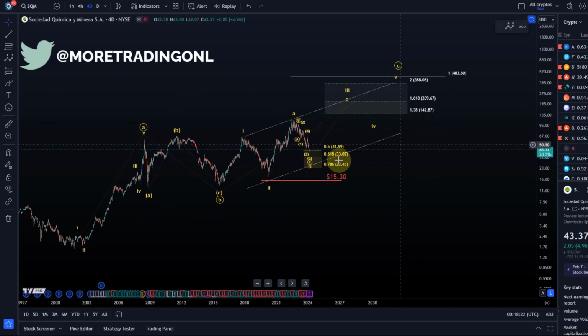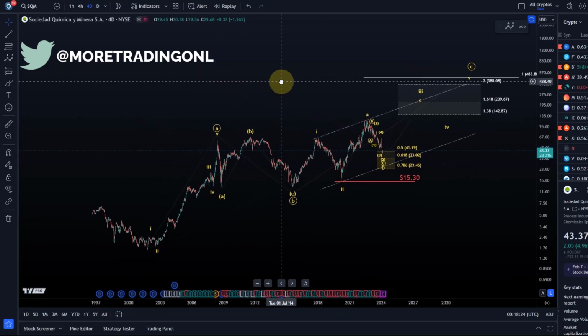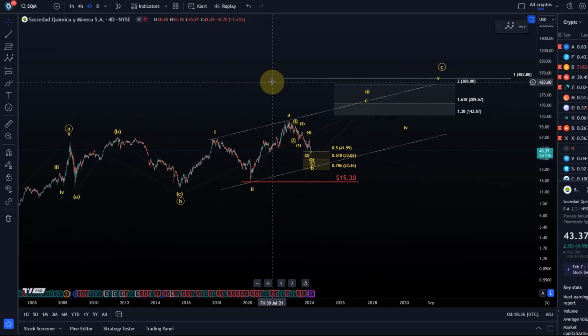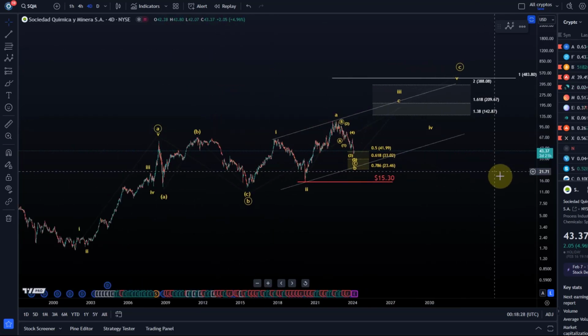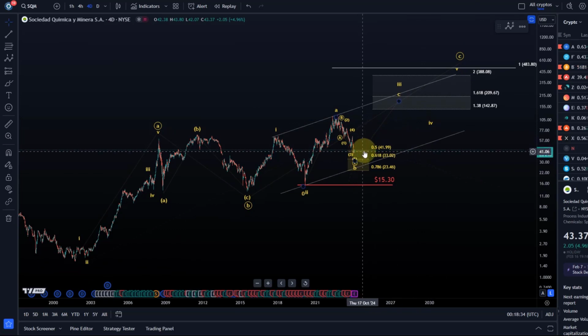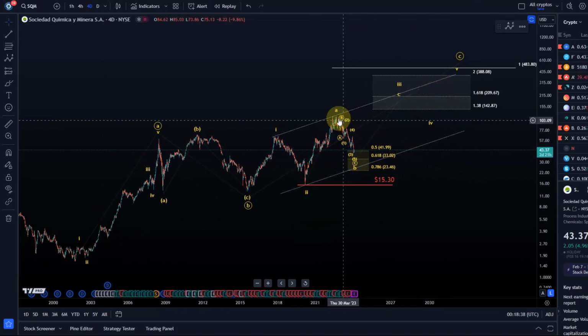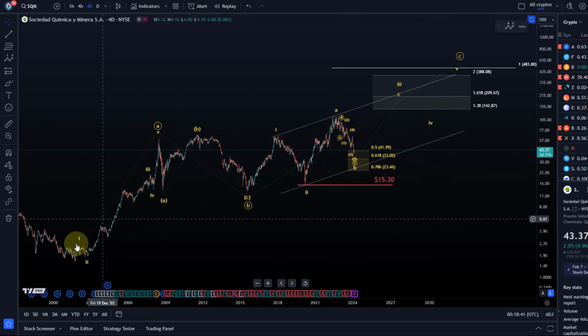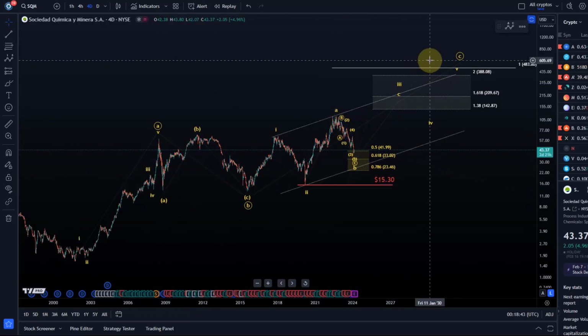Today we want to talk about a stock, SQM, which is quite an interesting structure that we're dealing with here. I want to take a look at the 4-day chart. I cover it because it is currently experiencing a pullback in a potentially bullish structure. That can be interesting, especially given the overall bullish look of the structure.